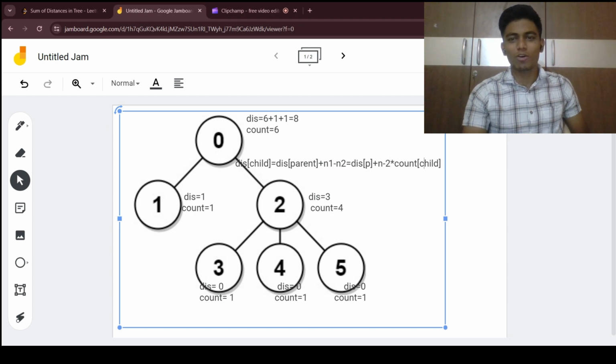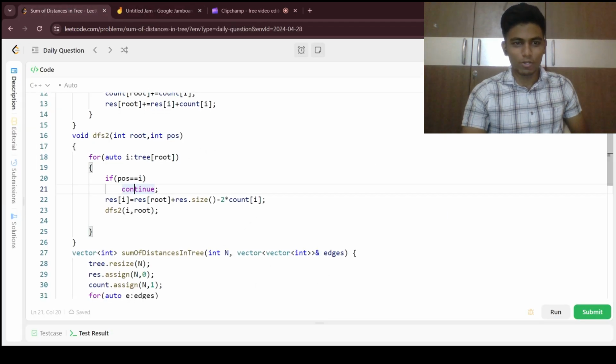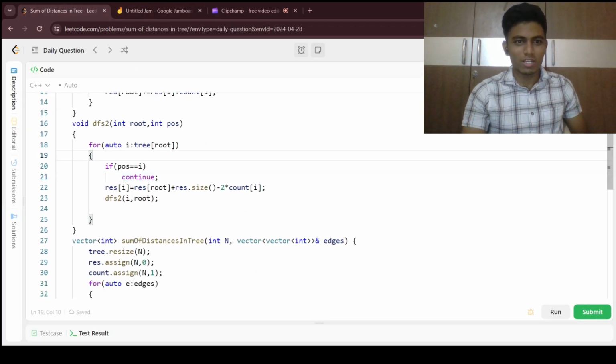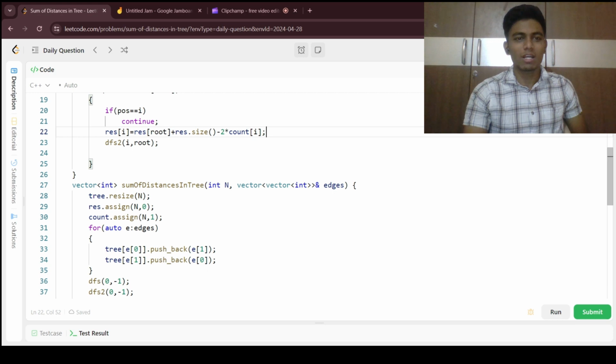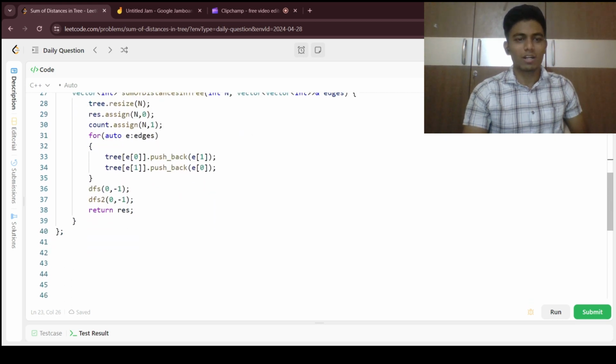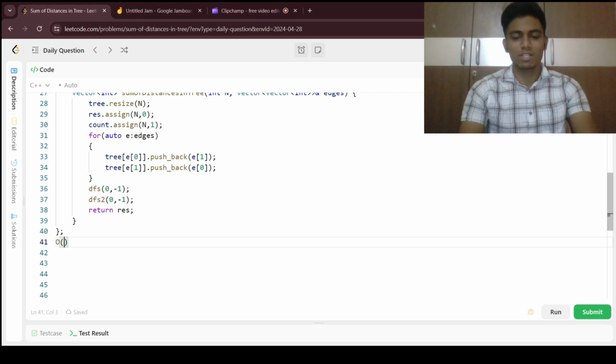So if the position is equal to I, then we will not consider it. And then the result of I equals the result of root plus rest dot size, which is going to be n, minus 2 into count of I, and then we are going to do the DFS traversal again, and then at last we are going to return the answer. So for this, the time complexity is going to be big O of n, and then the space complexity is going to be big O of n.